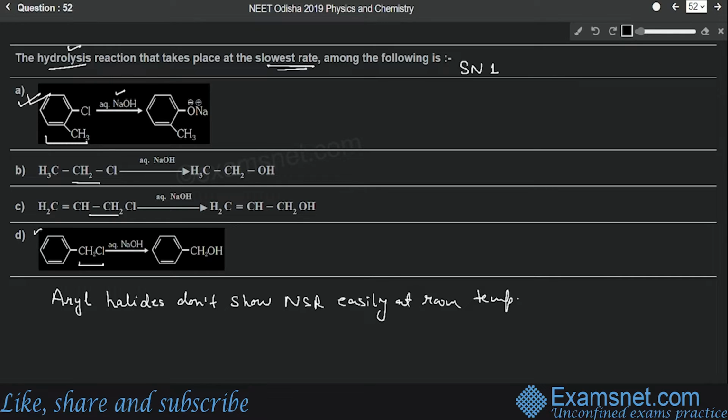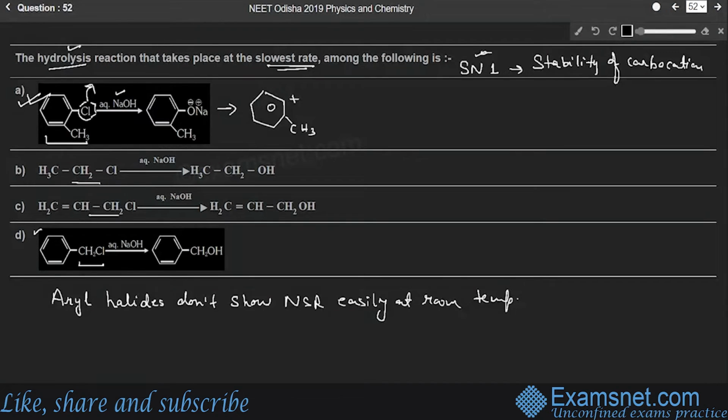Now you can use another method because SN1 reaction is affected by the stability of carbocation. So you can check the stability of carbocation in each case. First of all, the chlorine group, that means the halogen group, will be removed, so the carbocation will be formed. So let's check what will be the carbocation in the first case. This is the benzene ring. Here we have methyl group, and here we'll have a plus charge when chlorine is removed. So this is the carbocation.